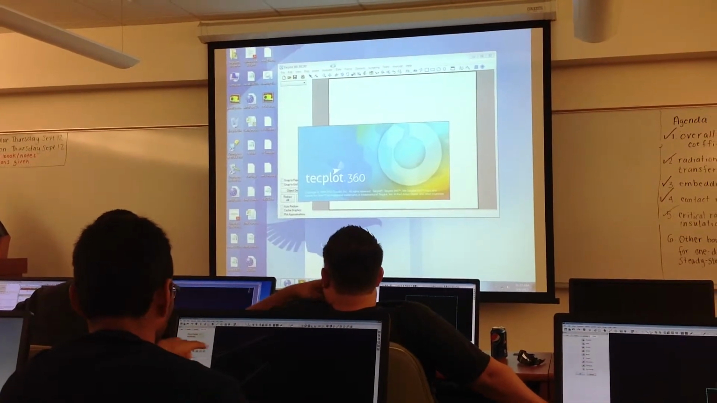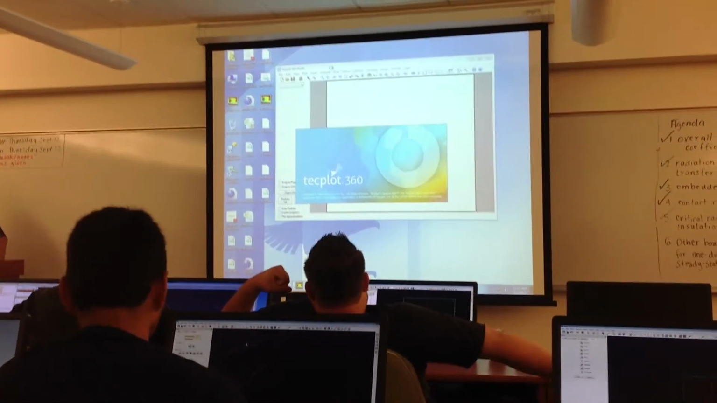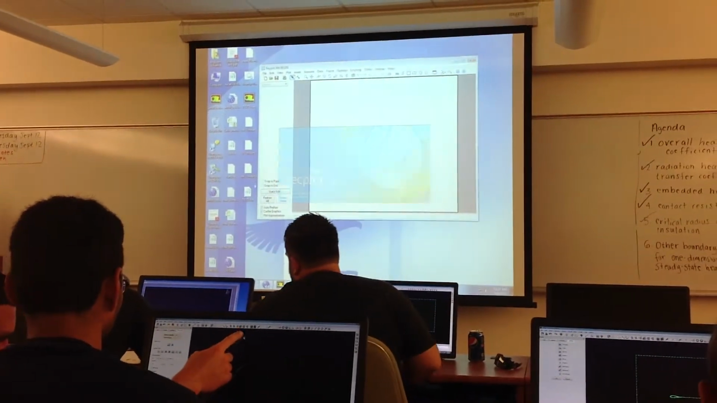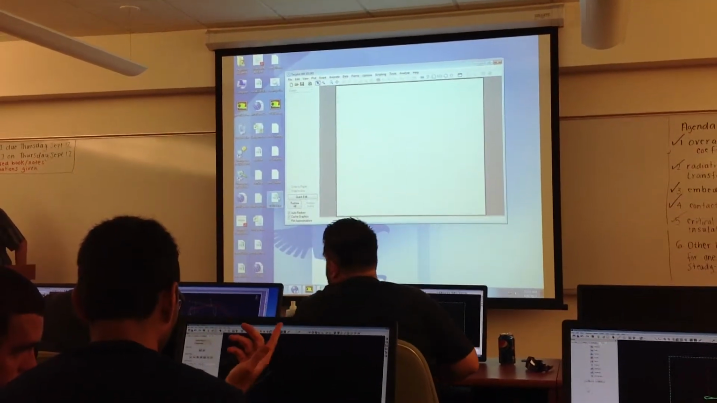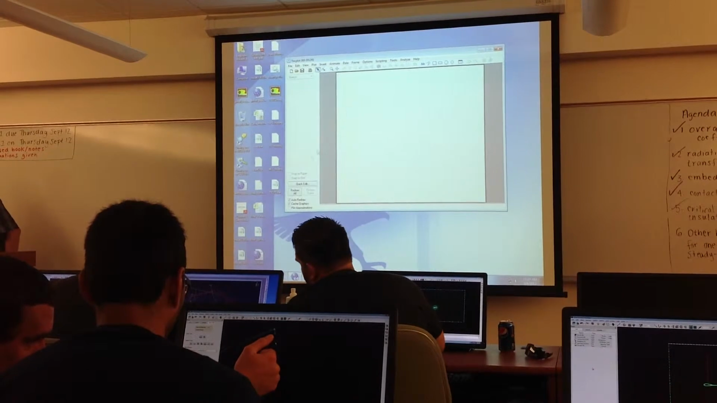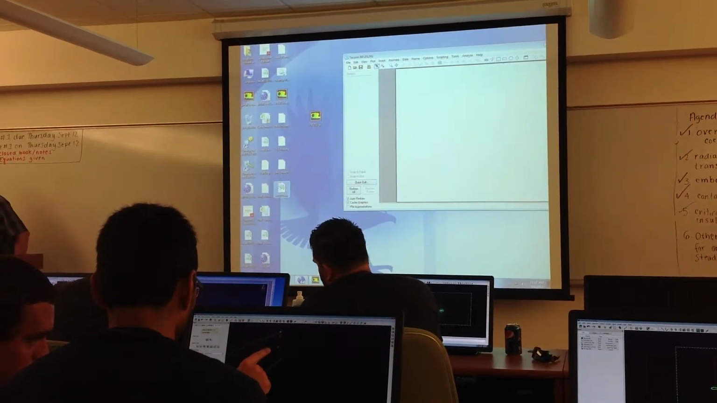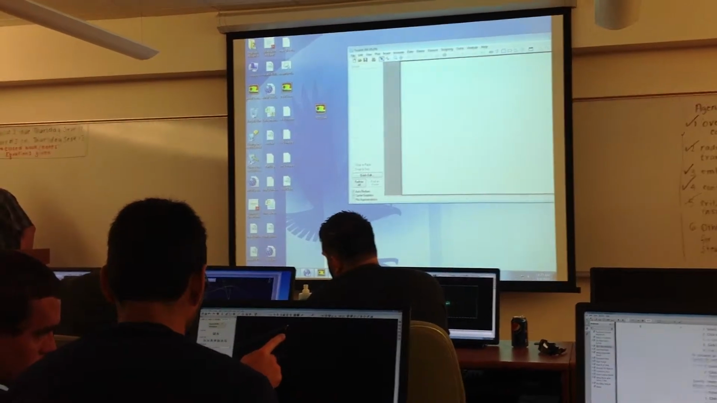It's very easy to load it in Tecplot. This file, test2.dat, down here, that's the solution. The .dat file is the solution. It goes along with this .case file.